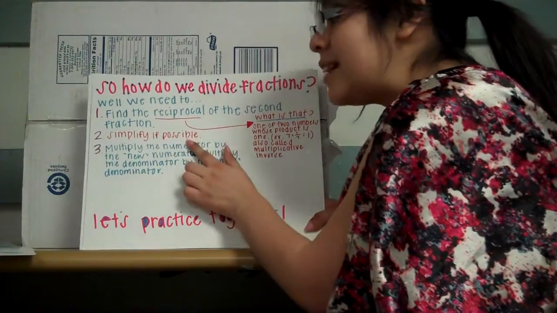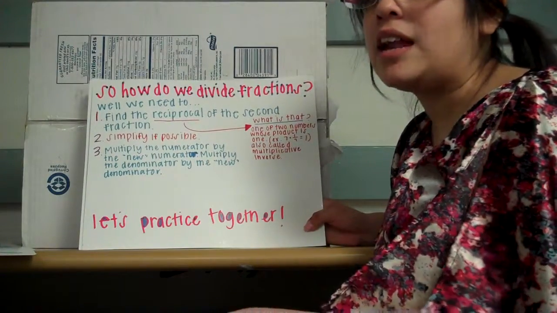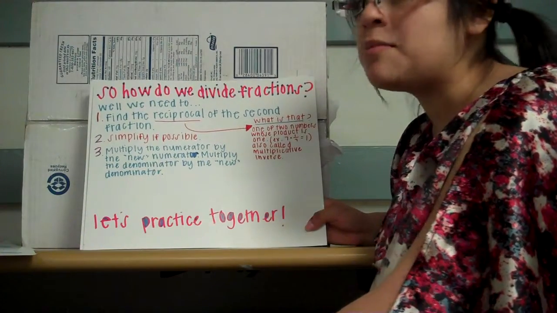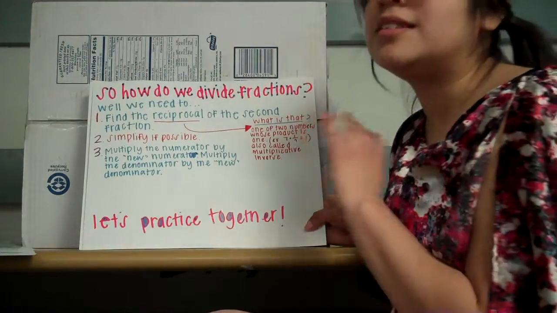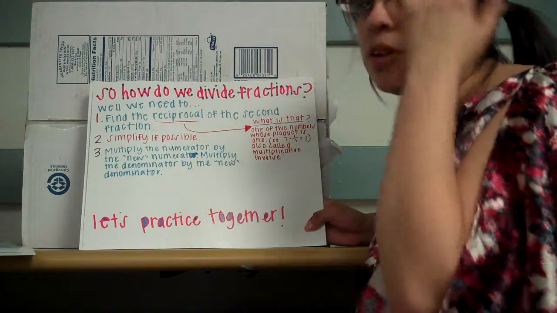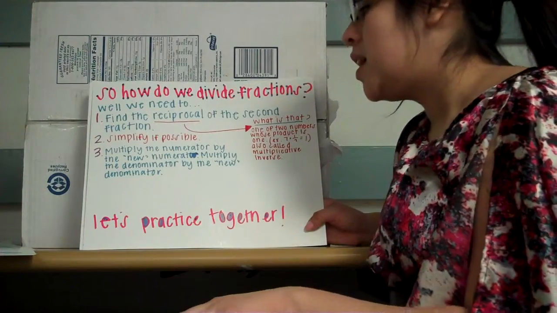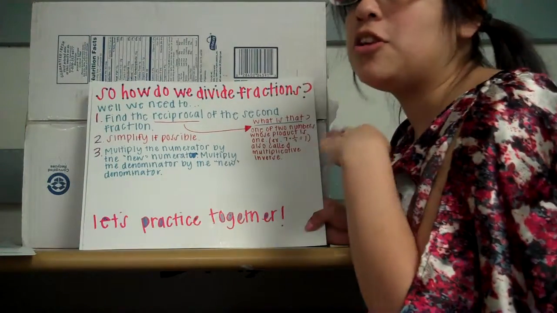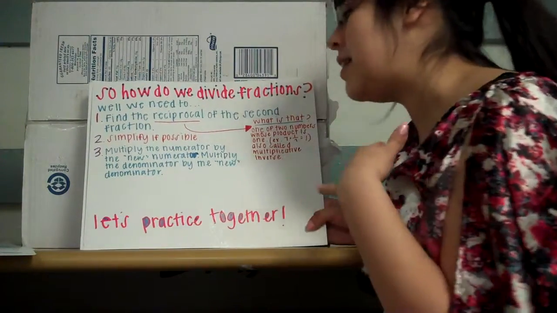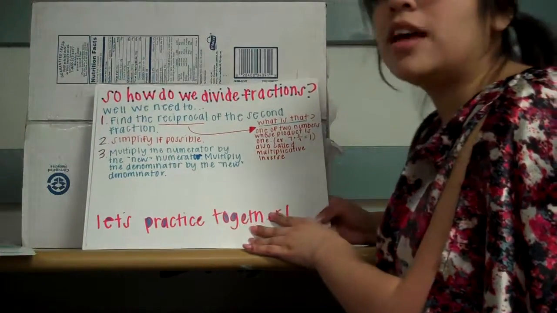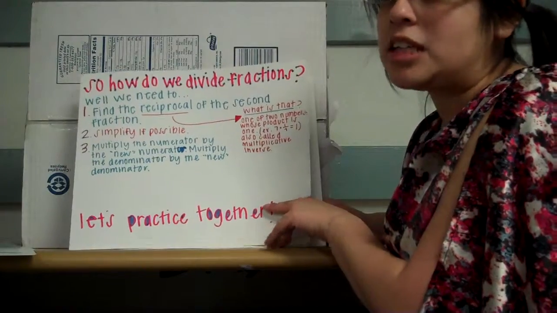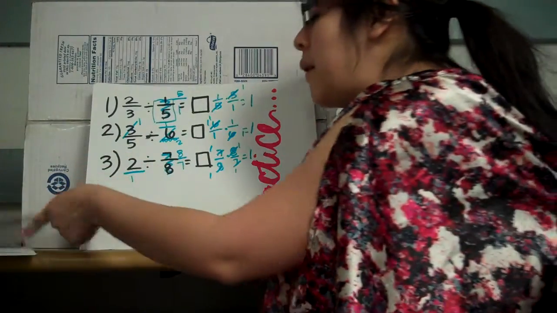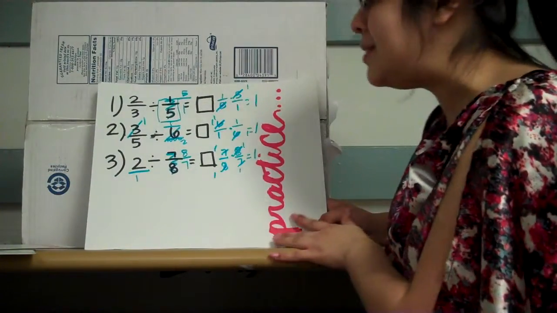So then your next step is to simplify if you can. Do you see any cross products that can be simplified? Simplify. And so then it's just like multiplying after you find your reciprocal. It's just like multiplying the numerator times the numerator and the denominator by the denominator. So let's practice a couple of problems together. The same thing that happened with the multiplication is happening here. So hopefully we'll be able to catch on to what I'm saying.